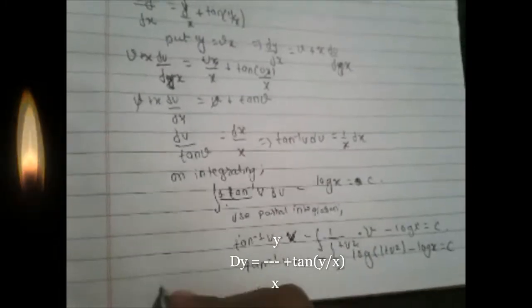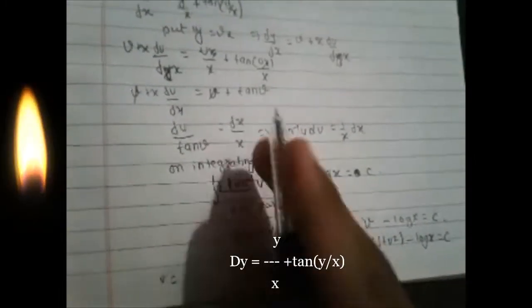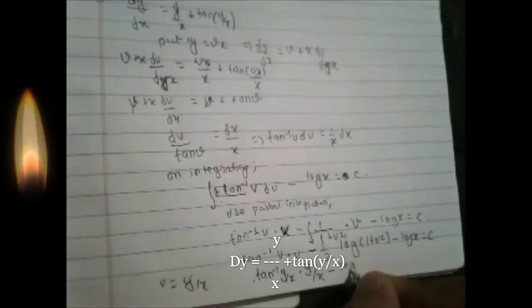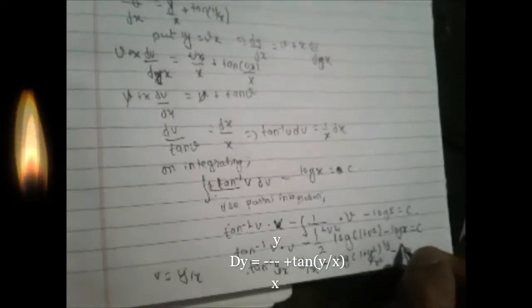Value of v is, here we have y is equal to vx, so v is y by x. Tan inverse y by x into y by x minus 1 upon 2 moves to the top, becomes log 1 plus v square power 1 by 2, or this v becomes y by x square, minus log x is equal to c. Answer.